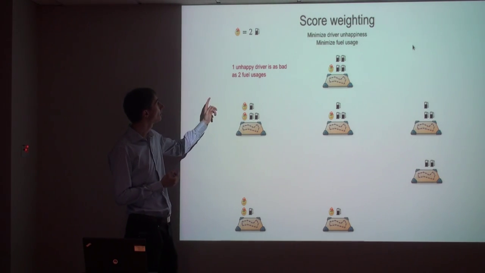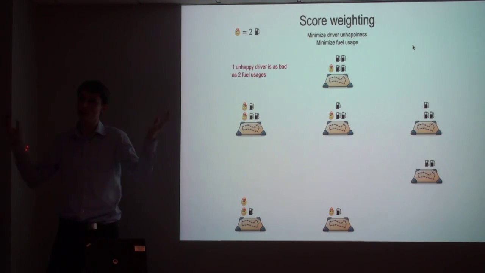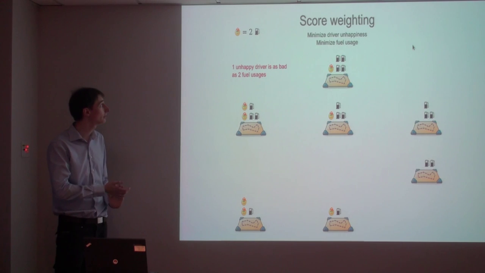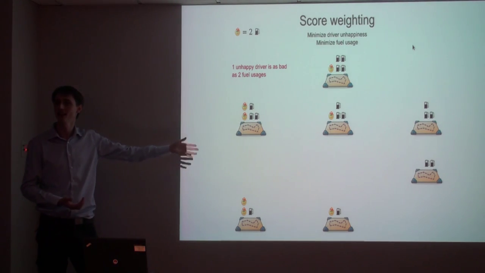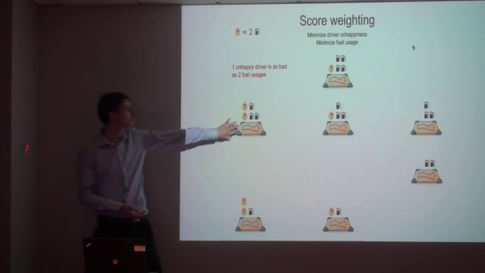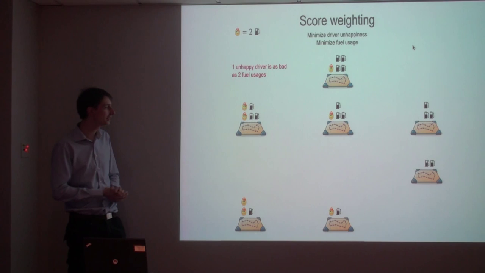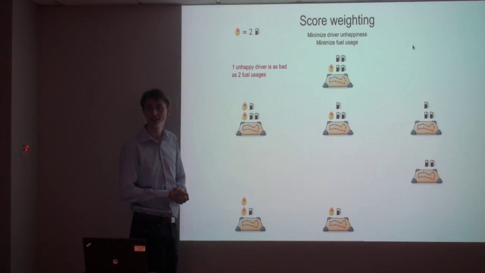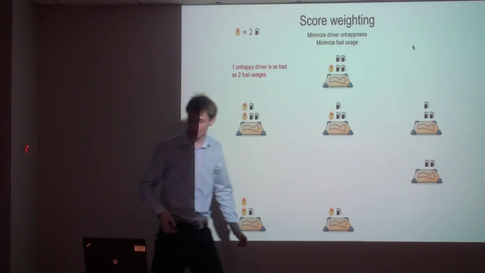The thing is, the company decided that one unhappy driver is as bad as 2 fuel usages. The company decided that. That's the objective thing. So how do we implement this? Well, which is the best one? Anyone got an idea which is the best solution here? I'll tell you, it's not this one, right? Anyone got an idea which one is the best solution here? Again, it's on the right. Actually, this one. So why is that?